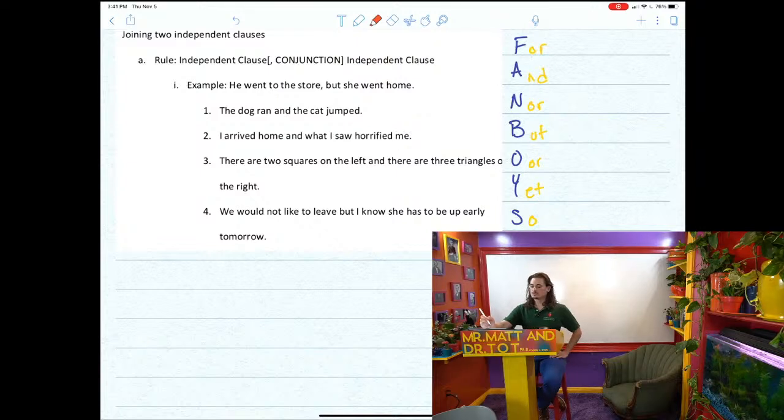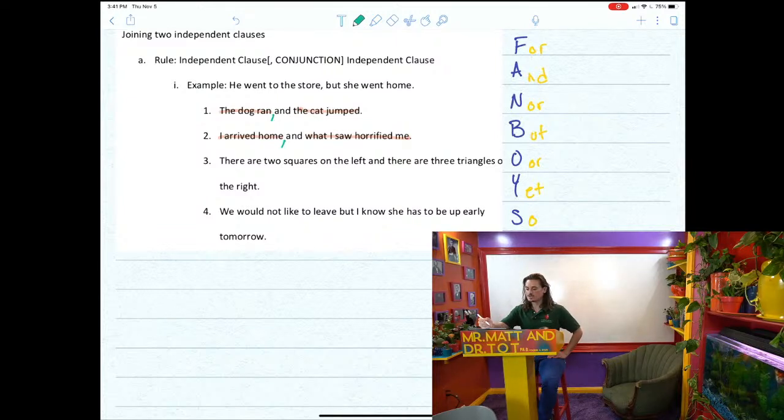Okay, so let's go through these. Number 1, the dog ran, independent clause, and the cat jumped, another independent clause. So we need a comma conjunction, so we need a comma before the "and." Number 2, I arrived home, that's an independent clause, and what I saw horrified me. That's also an independent clause. So we need a comma conjunction.